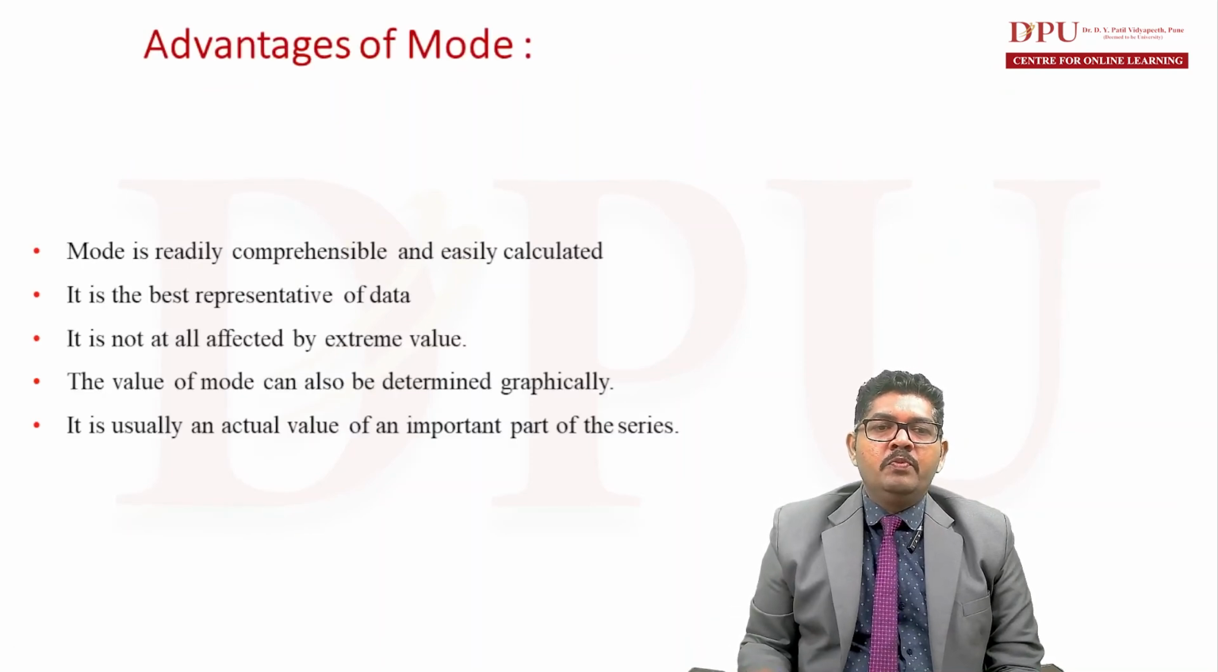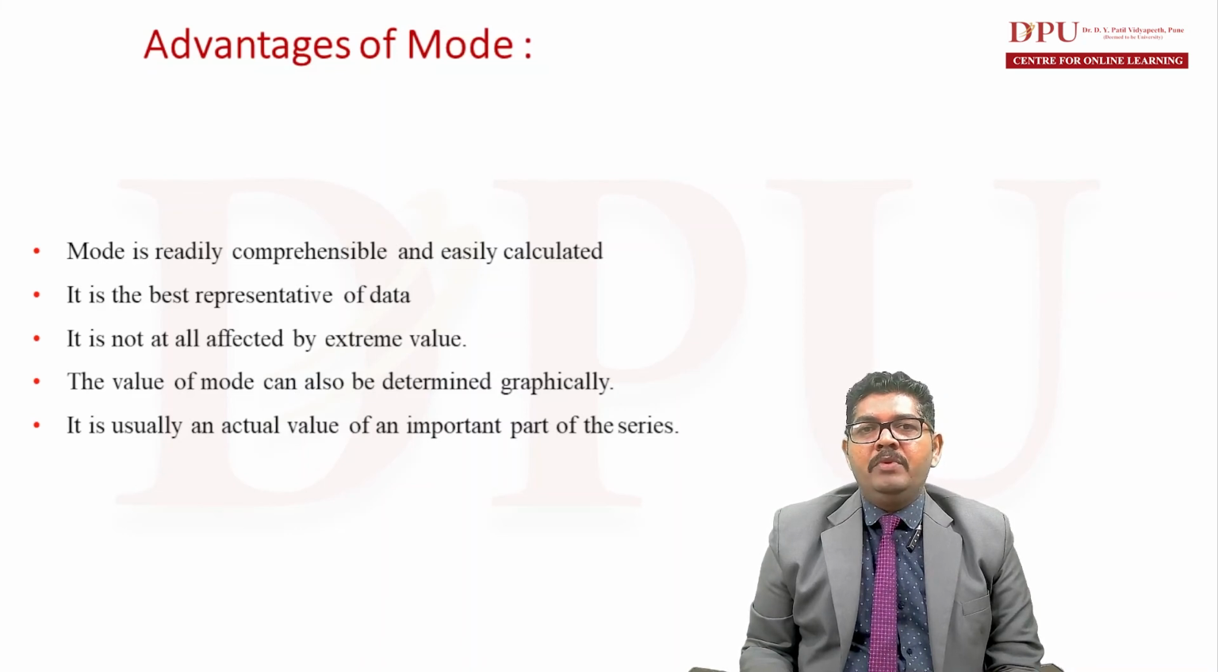Advantages of mode. Mode is readily comprehensible and easy to calculate. We know that by looking at the observations we can find out which number occurs the most number of times, and by knowing that we can find the mode value. It is the best representative of the data. Mode is considered the best representative of the data as it appears the most number of times in the data set. It is not affected by extreme values.